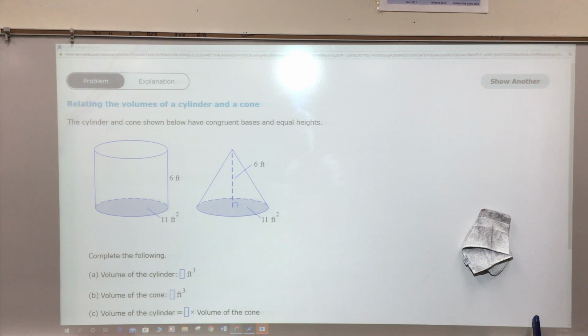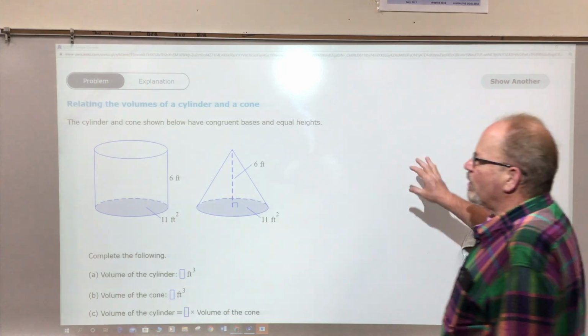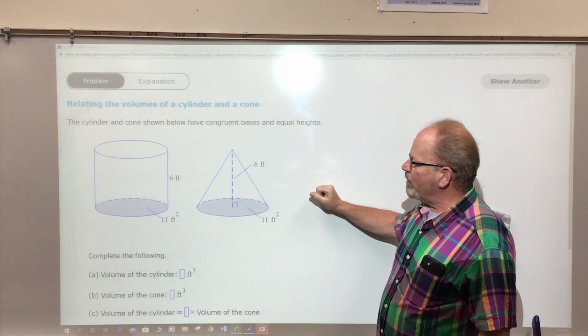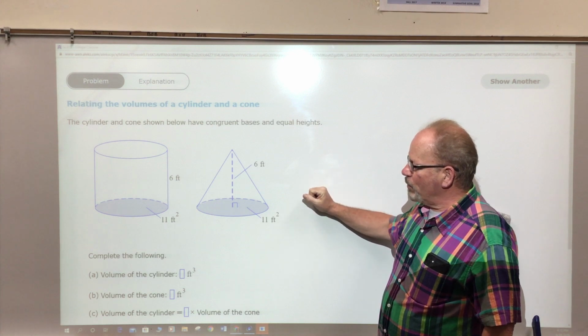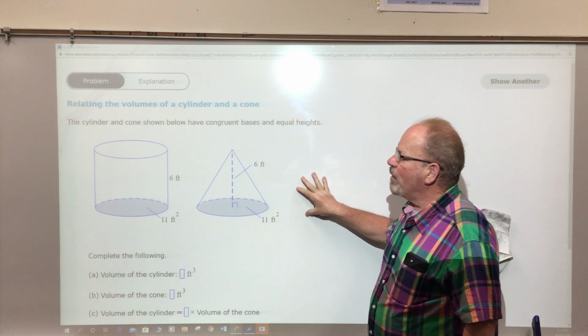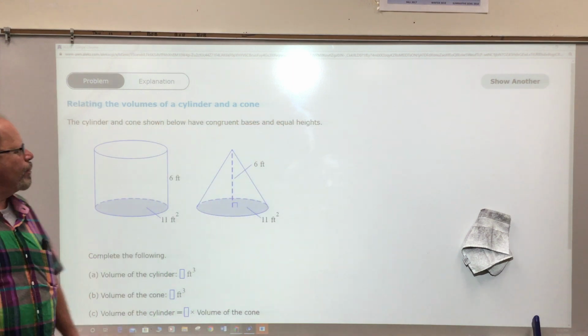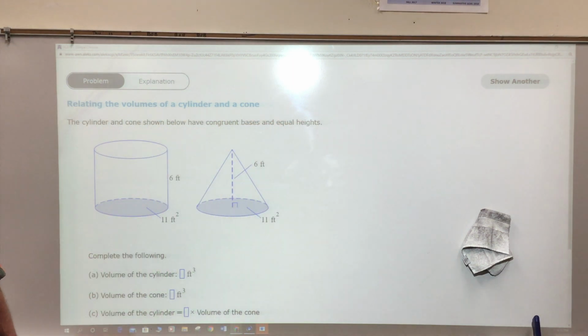All right, well, we're going to go back and do some more of this volume because I'm not really satisfied with the way a lot of you are doing with it. So we're going to begin with this question that says relating the volumes of a cylinder and a cone.